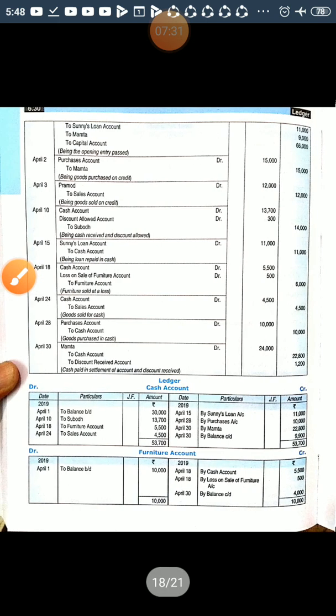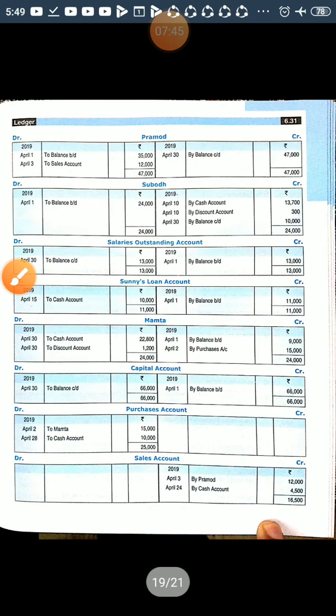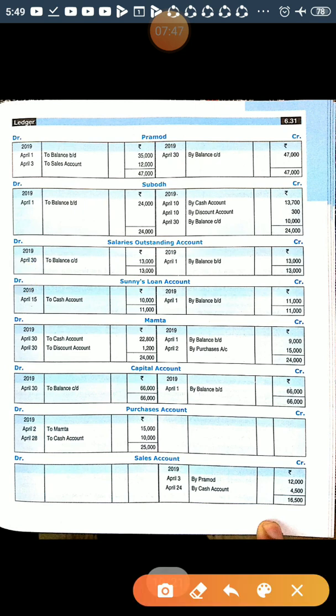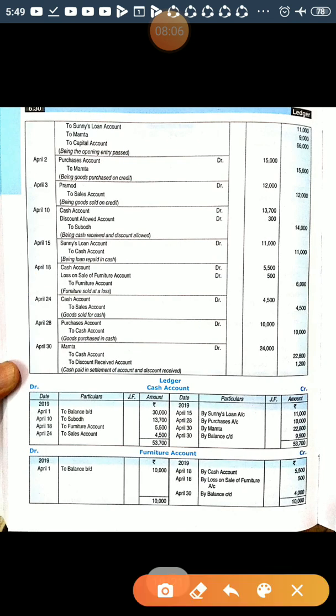Right? Next, I am talking about Mamta. Mamta's account has been credited here with 15,000. So in Mamta's account, Mamta has an opening balance which is already entered here by balance b/d. Now we will write the name of the account which is debited against Mamta, that is purchases. By purchases 15,000. Now again Mamta is involved.